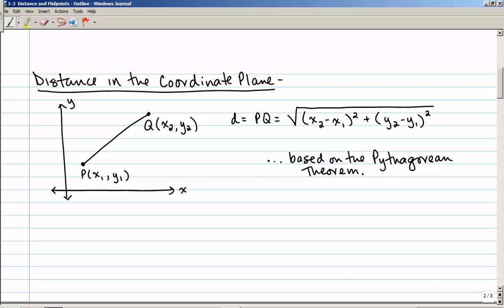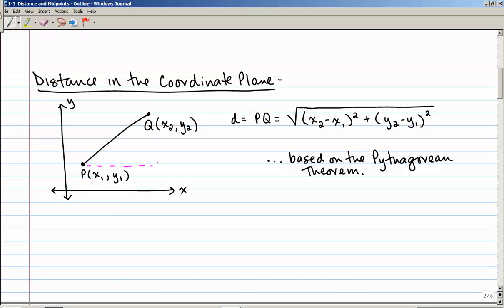So here we have point P, which has coordinates x1, y1, and point Q, which has coordinates x2, y2, and this is how the distance is defined. So D is often what we use for distance. The distance between the 2 points is the length of segment PQ, which is equal to the square root of the quantity x2 minus x1 squared plus the quantity y2 minus y1 squared. And this is actually based on the Pythagorean theorem. You remember a squared plus b squared equals c squared.